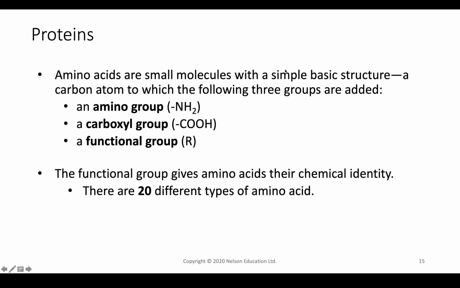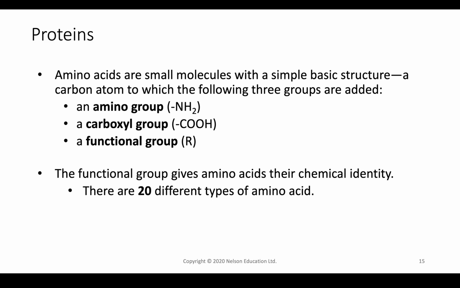Okay, so I'm just going to go forward again here and talk about that amino group hanging off one side, carboxyl group hanging off the other side of the carbon, and that third section is a functional group. The functional group is known as R. It's going to have multiple different sizes, charges, shapes, etc.